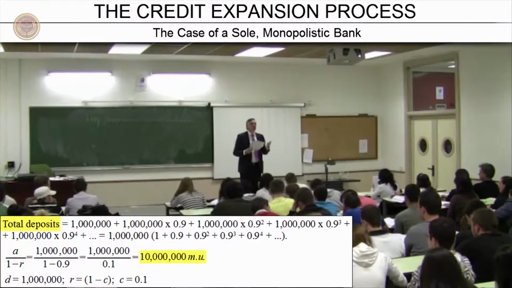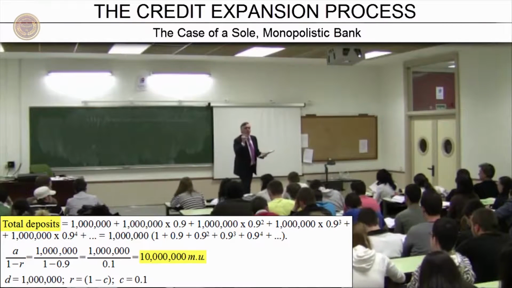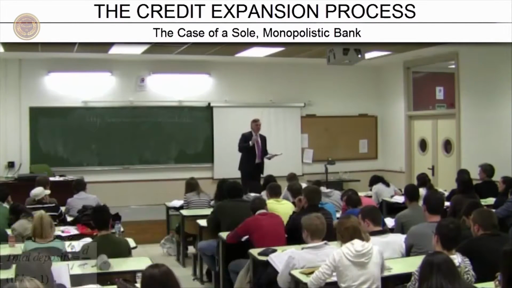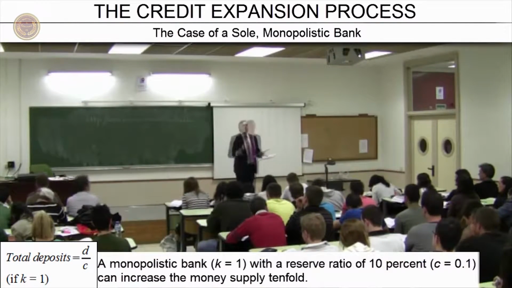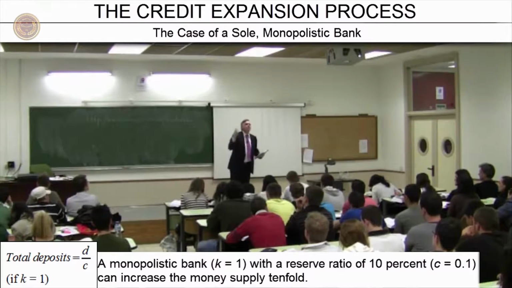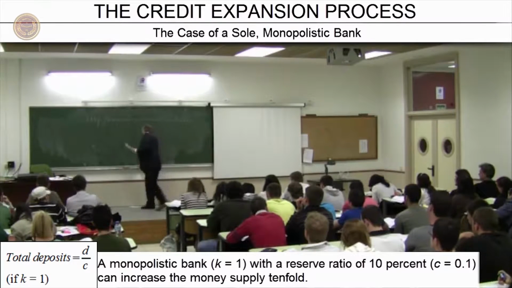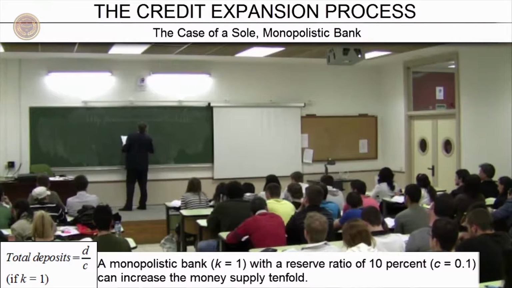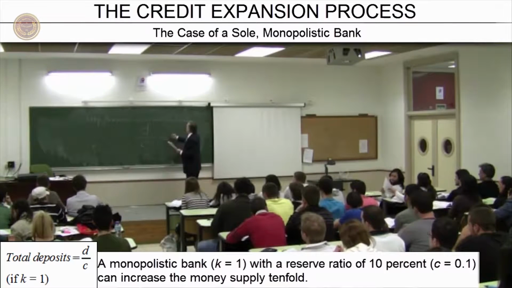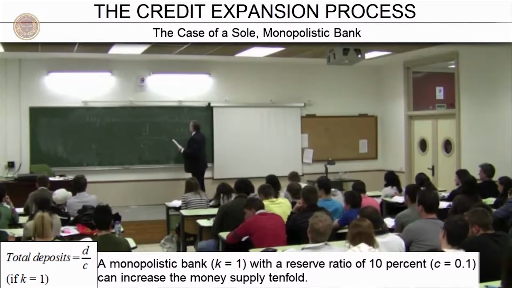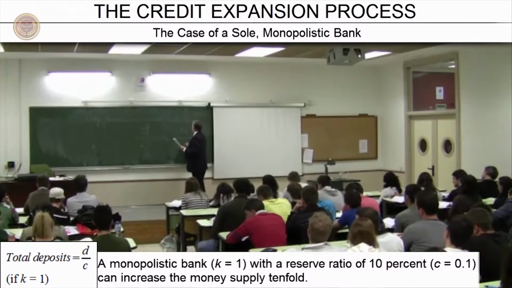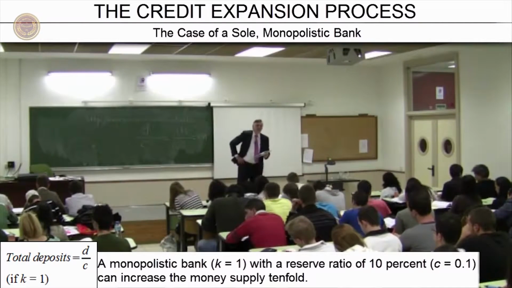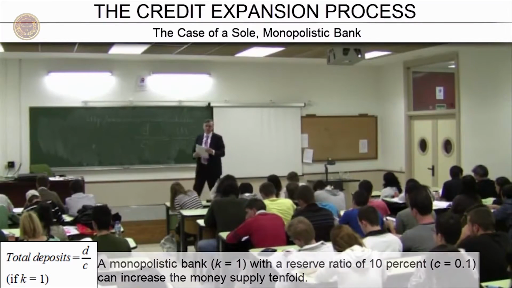This is the sum of the terms of a geometric progression. The terms decrease and have a common ratio of exactly 1 minus the reserve ratio. As we can very clearly show, the result is that if the sole monopolistic bank maintains a reserve ratio of 10%, or 0.1, it can increase the money supply tenfold. This is the simplest and most universal formula used to represent the bank multiplier. Deposits divided by the reserve ratio. In our example, 1,000,000 euros or monetary units divided by 0.1, which equals 10 million.